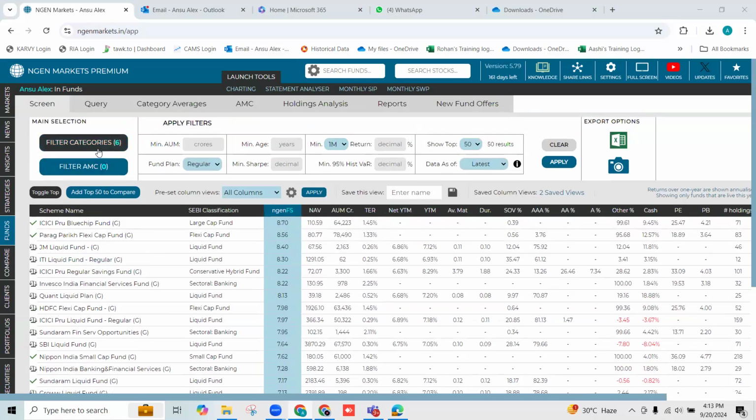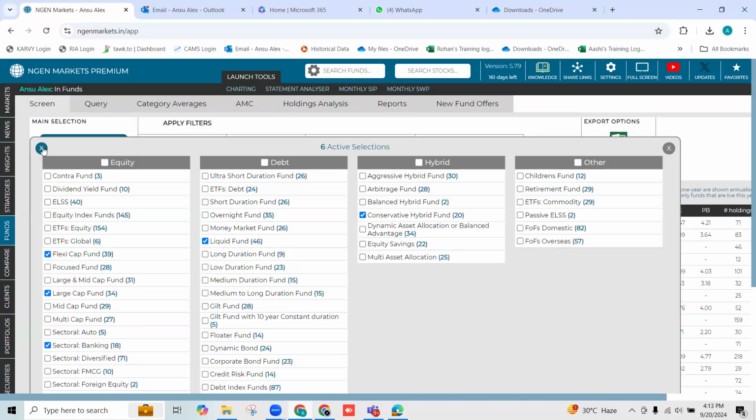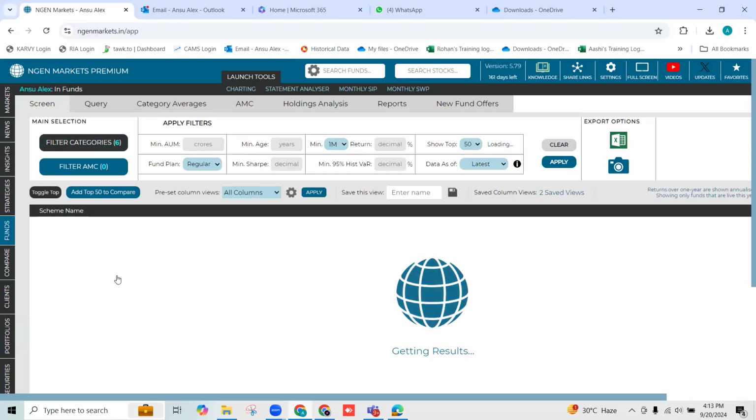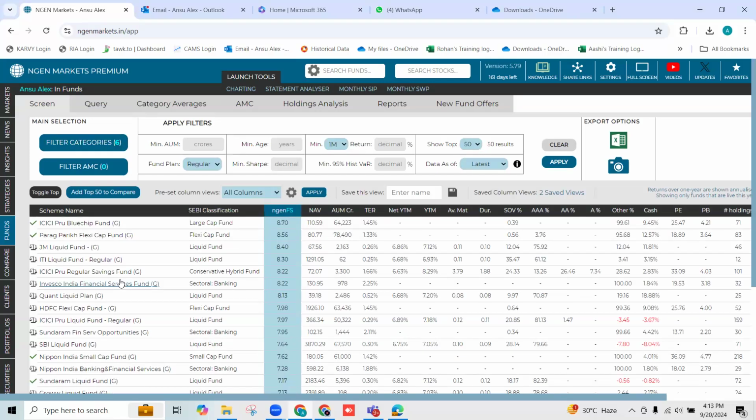So I've selected in total 6 categories. Once that is done, you could see the entire list of funds right here in this screener section. Now, what we could do is typically input basic filter parameters right here. So we can filter out this list of funds that we are currently looking upon.